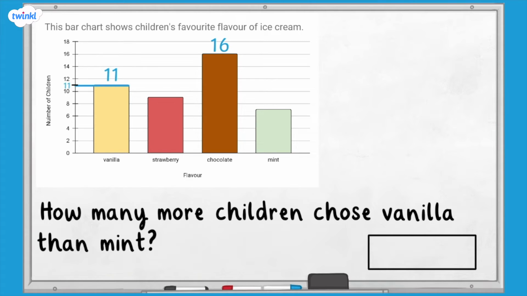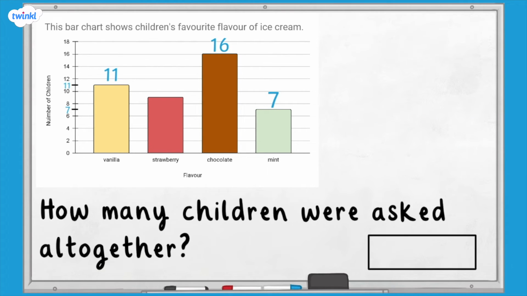How many children chose mint? Did you work out that 7 children chose mint? To work out how many more children chose vanilla, we need to subtract 7 from 11, giving us an answer of 4.